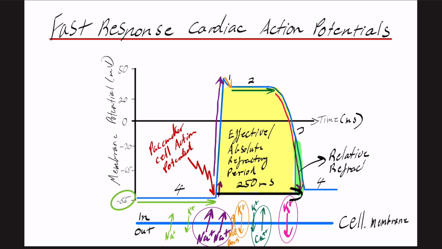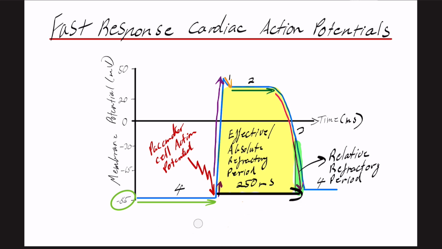Then in green is the relative refractory period. And what this represents is that in this period, even though we're still within the refractory period, if a strong enough stimulus comes by, the cardiac myocyte can still be stimulated to depolarize, as enough of those fast sodium channels have now recovered to depolarize the cell and be activated again.